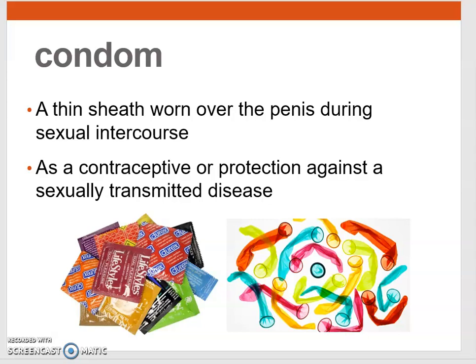Condoms. These are thin sheaths worn over the penis during sexual intercourse. They are considered to be contraceptives. I'm going to tell you right now, they are not that reliable. You probably already know that. They have about a 20 to 30% failure rate. They very much are protection against sexually transmitted diseases.